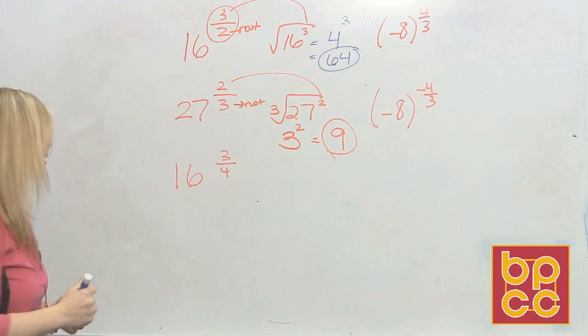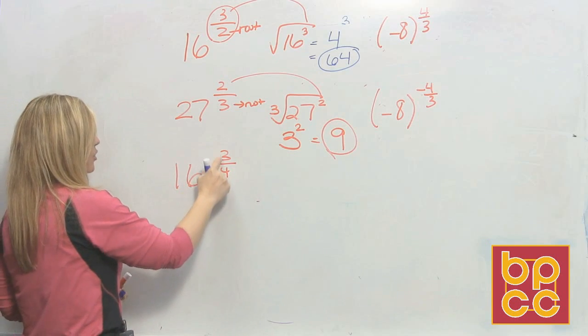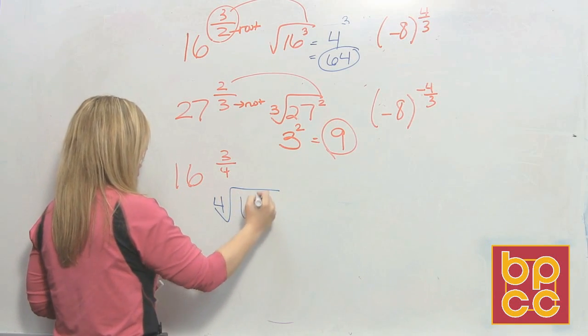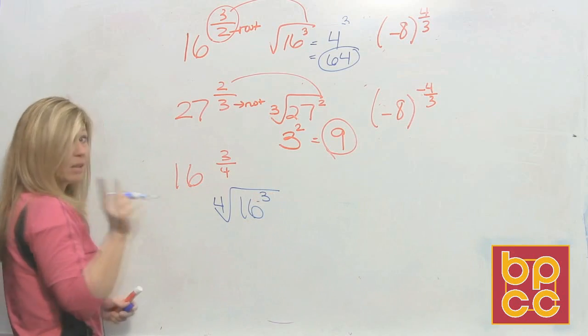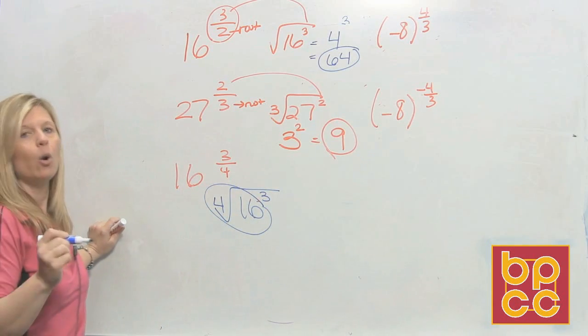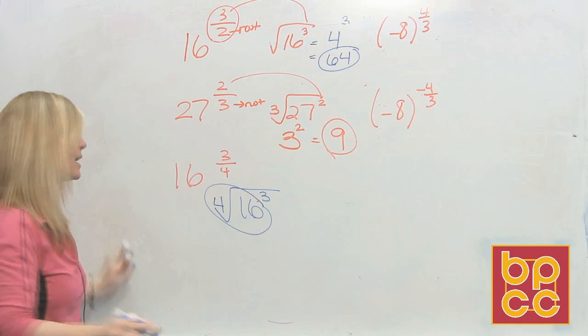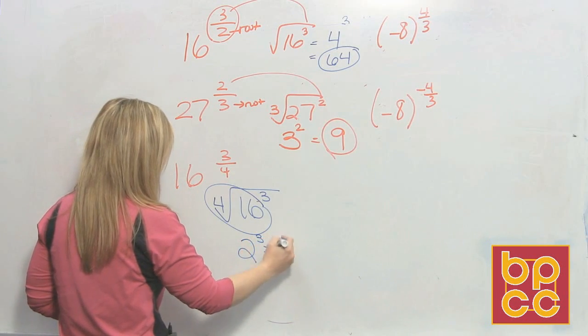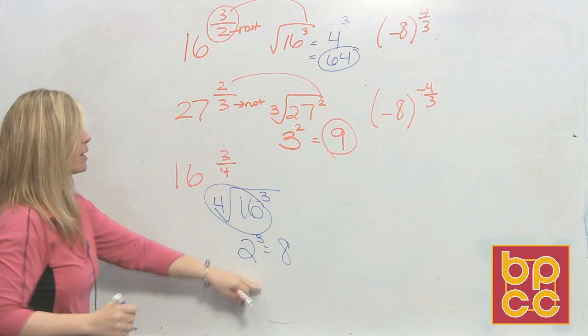Very simple. The next one, 16 to the 3/4. That means we're going to do the 4th root of 16 cubed. Even though we didn't make a list, we can all think about this. What is the 4th root of 16? What number do you multiply 4 times to make 16? That would be 2. And 2 cubed would be 8. So 8 is your answer.